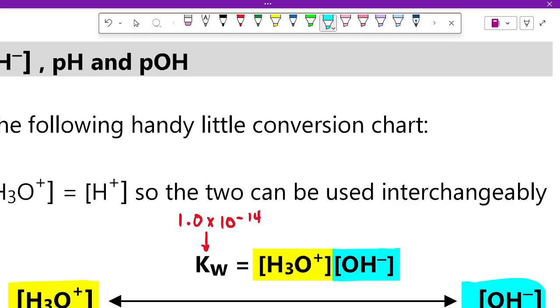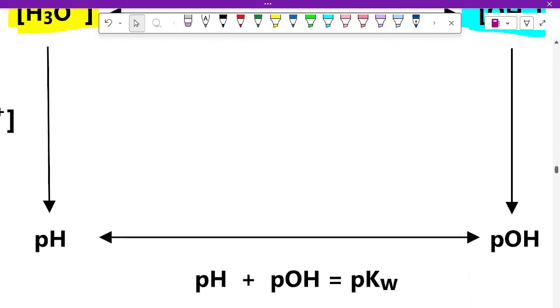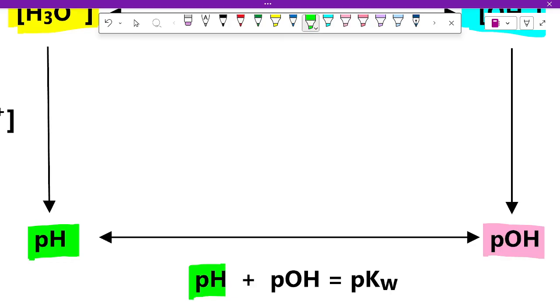Let's go to the bottom of the chart now. Now we have pH and we have pOH. How do those two relate? They add up to 14. pH plus pOH adds up to pKw, and pKw is 14.00. So that gets us from left to right, hydronium to hydroxide, hydrogen, pOH to pH.